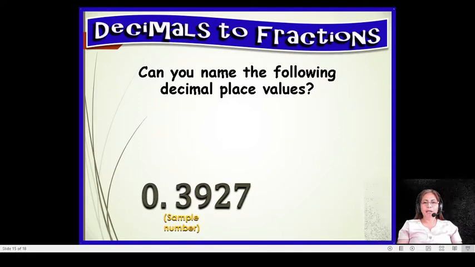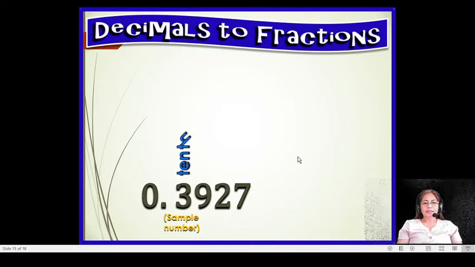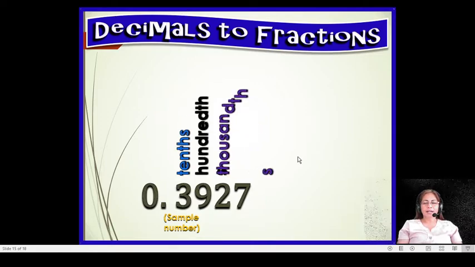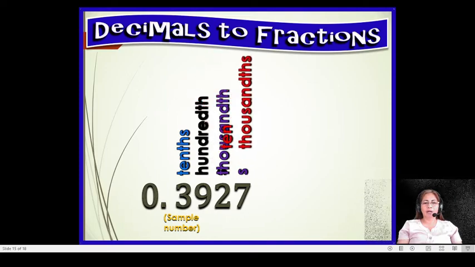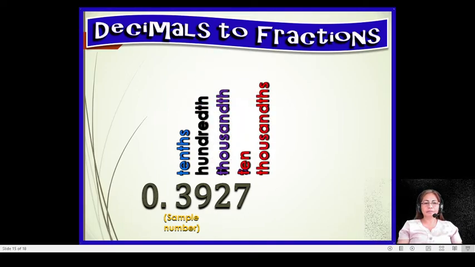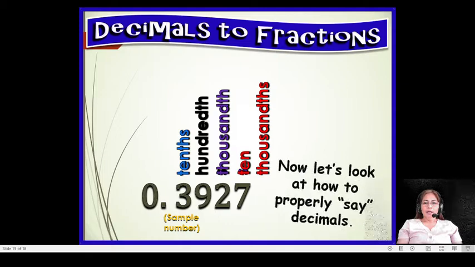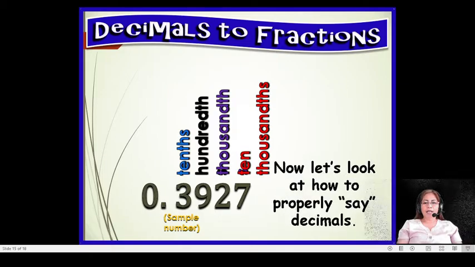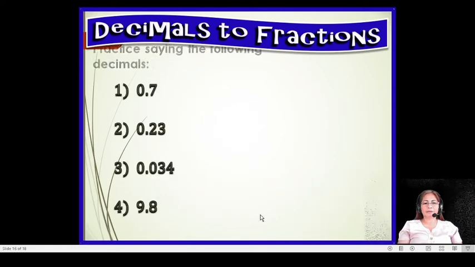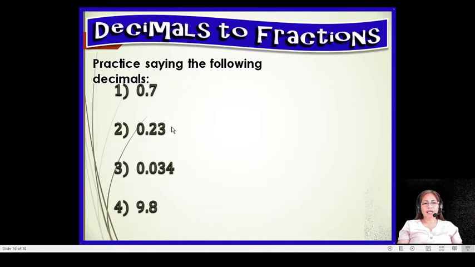Can you name the following place values? The tenths, hundredths, thousandths, and ten thousandths. Now let's look at how to properly say decimals. This is read as 3,927 ten thousandths. Let's have a practice.